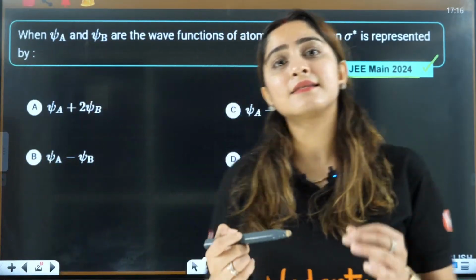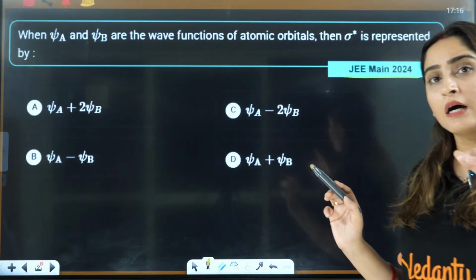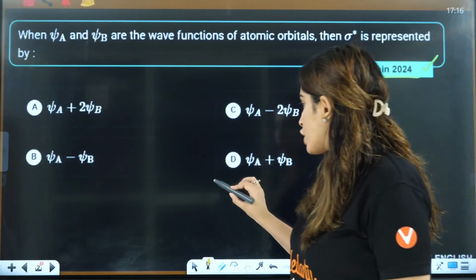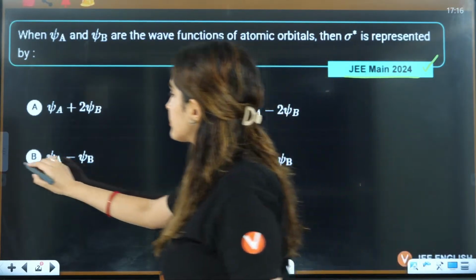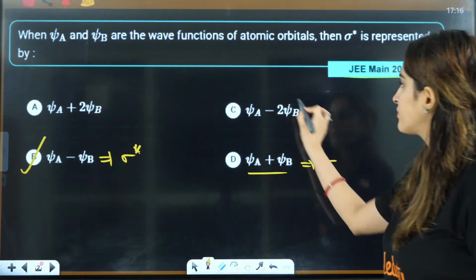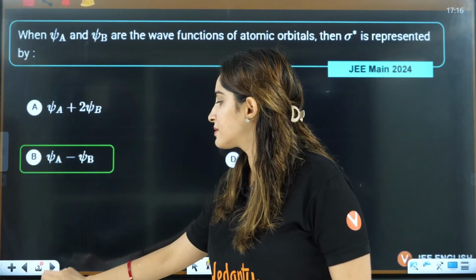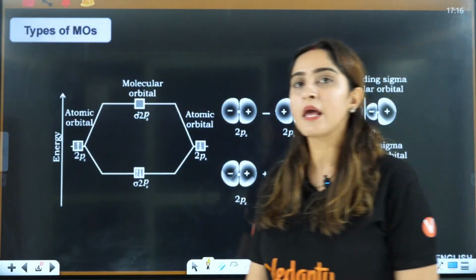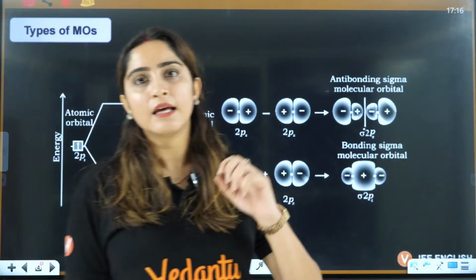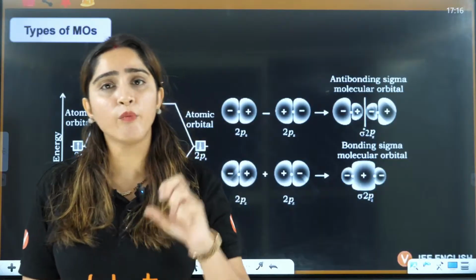So, the answer is that sigma star is going to be psi A minus psi B, and this is going to be sigma. The other options do not have any value, so B is the correct answer. Just to recap, if the wave functions are added they will form bonding, and if subtracted they will form anti-bonding molecular orbitals.